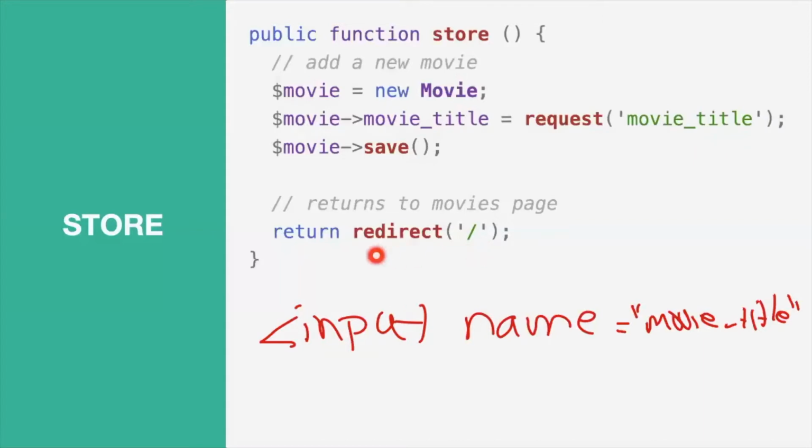Now, this is a method, again, for Laravel, redirect, which allows us to redirect to any URI that we've set up into our routes. So / is the home page, but we might want to switch that to go to our new movie page, which we could do using redirect. All right, so that is store. Any questions?